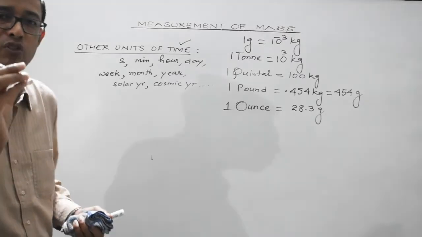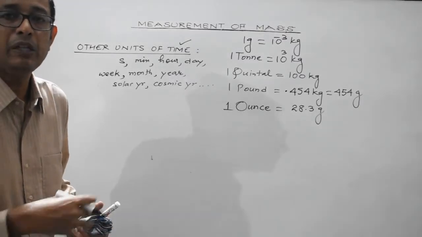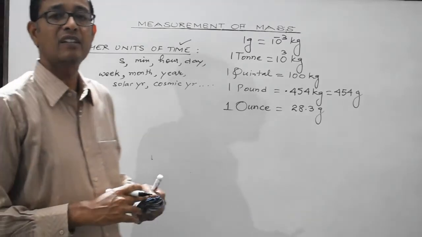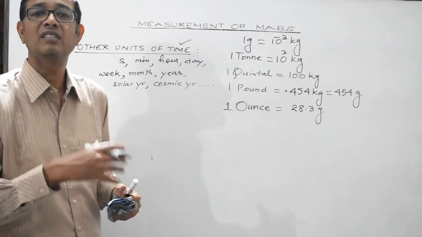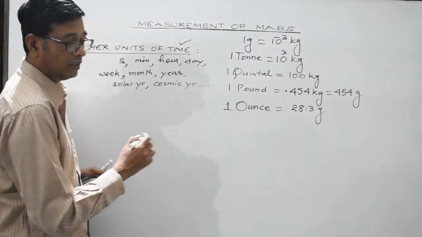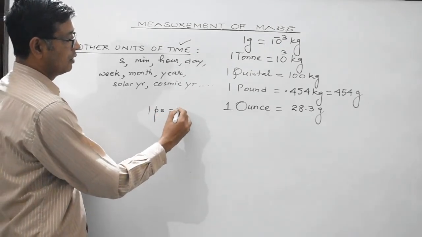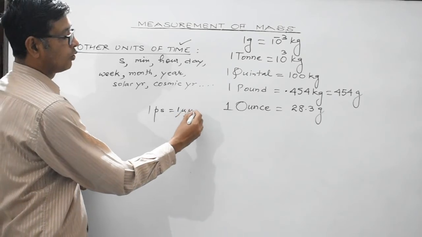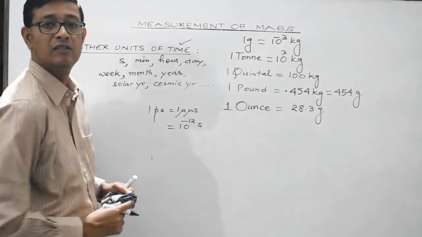There are some small units of time as well, like millisecond, microsecond, picosecond. 1 millisecond is 10 to the minus 3 seconds. Microsecond is 10 to the minus 6 seconds. Picosecond is 10 to the minus 12 seconds.